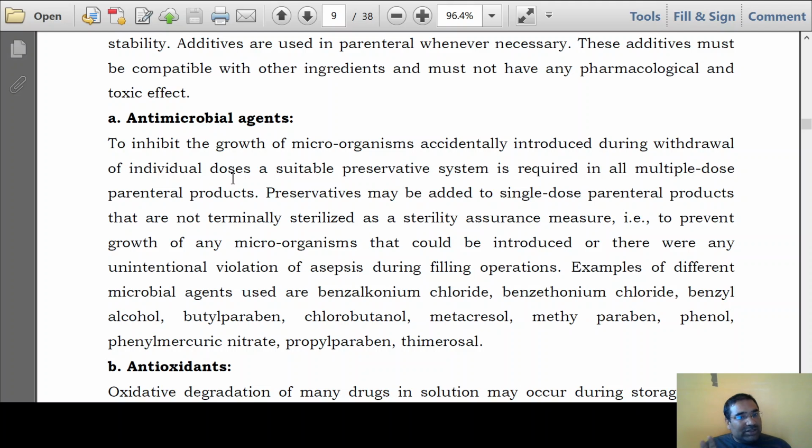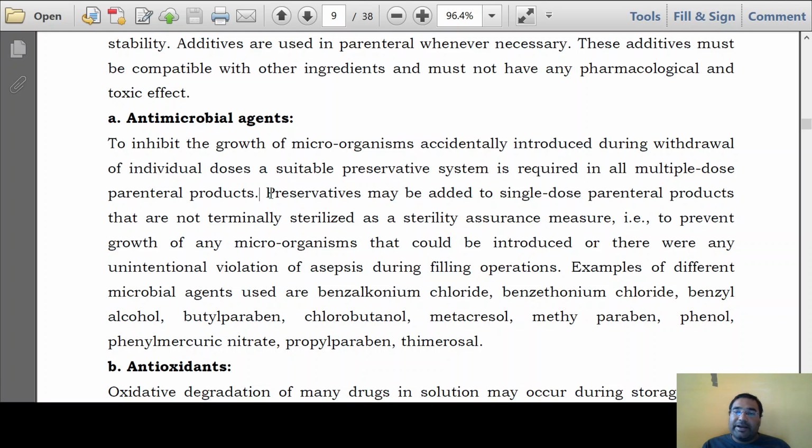During formulation there is no problem, but there is one while withdrawing the dose. Suppose a 10 ml vial is there, and a 1 ml dose is required. The physician may withdraw that dose 10 times, and during withdrawal there are chances of introduction of foreign particles or microorganisms inside the preparation. So to protect that preparation from microorganisms, antimicrobial agents are used.